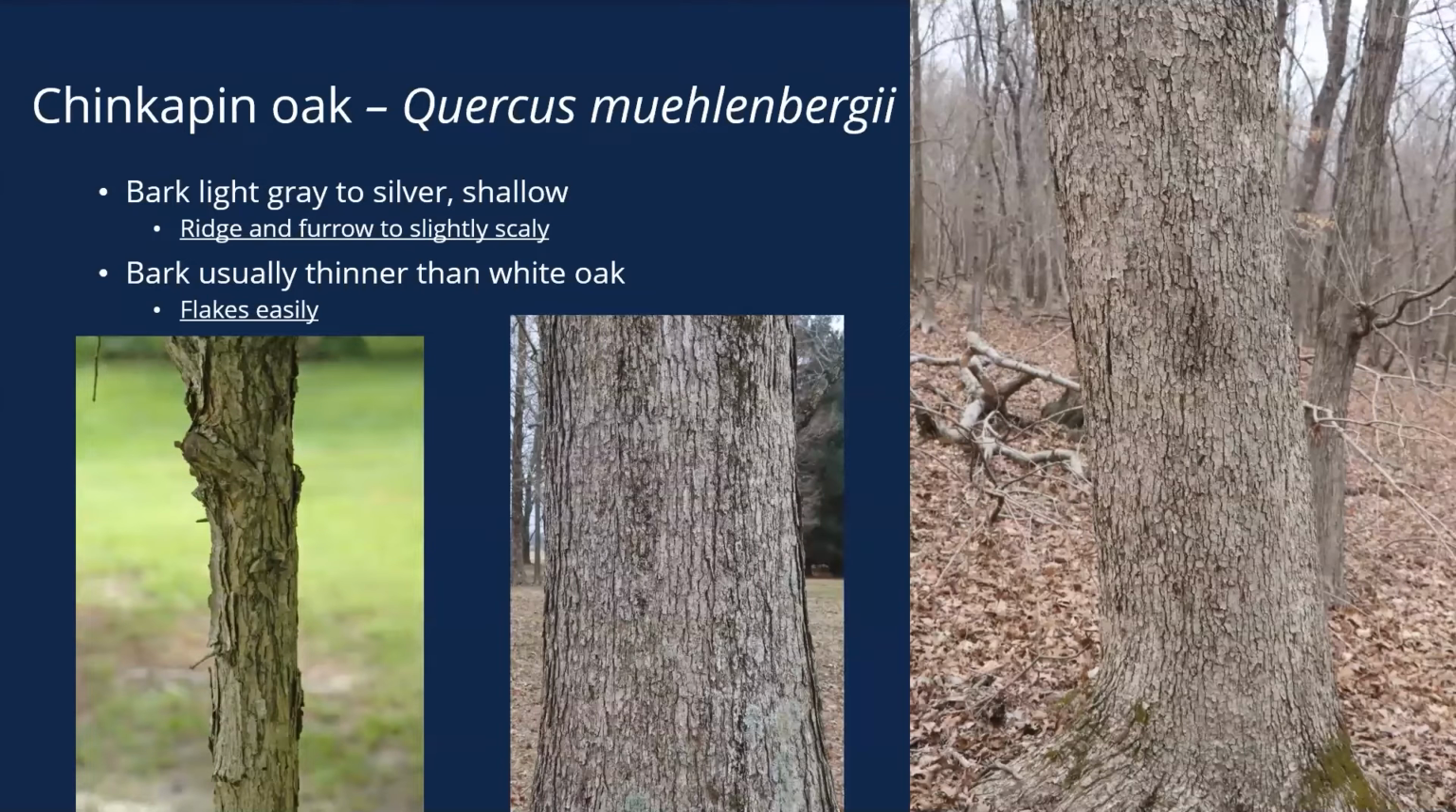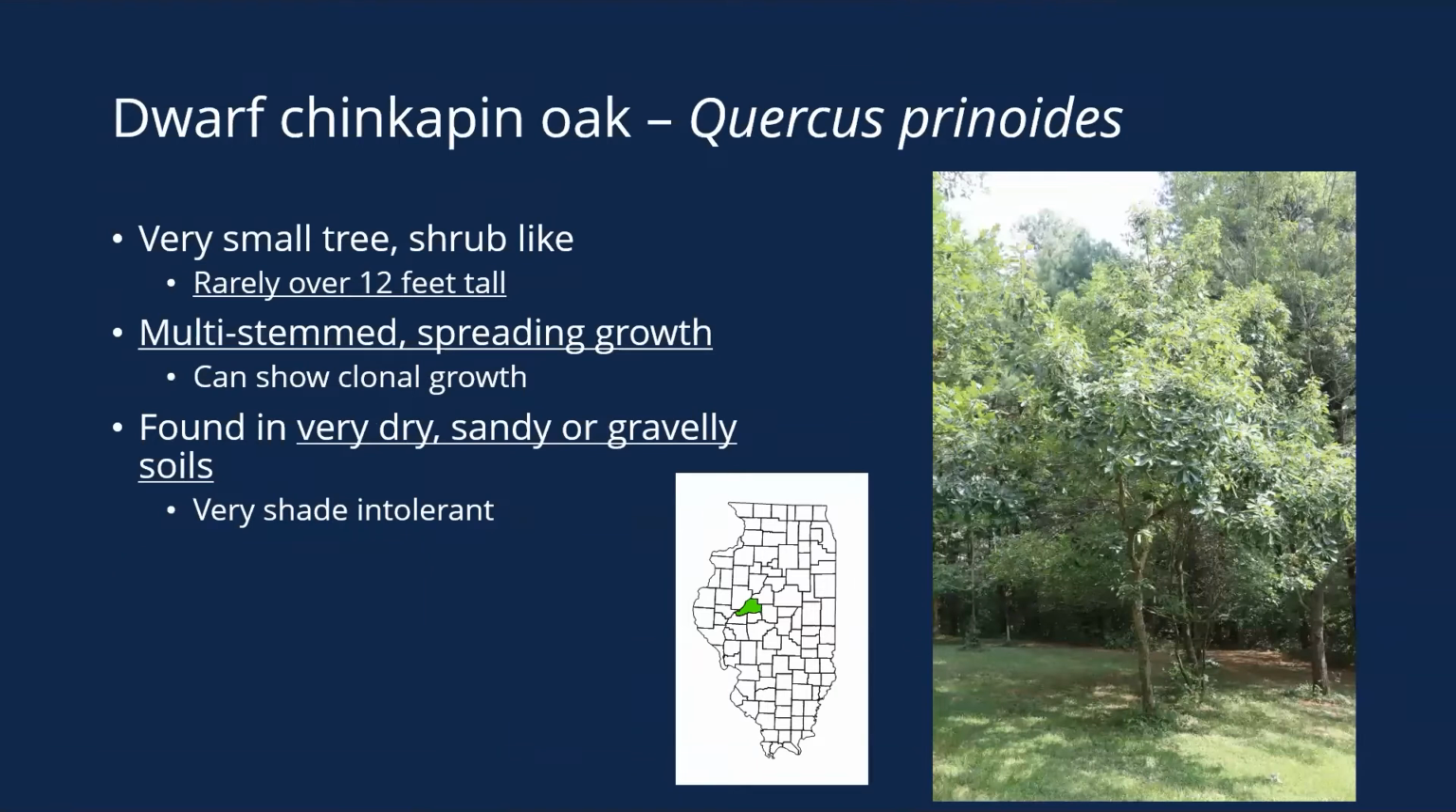Now, a similar tree, I even hesitate to call it a tree, but one that there's a lot of confusion with, and this is the one that I left out of my talk in the spring, is dwarf chinkapin oak. And dwarf chinkapin oak is really a shrub, but it can actually be somewhat of a clonal shrub, rarely getting over 12 feet tall.